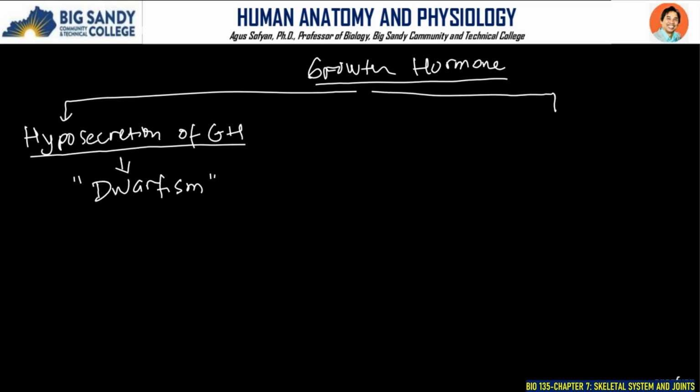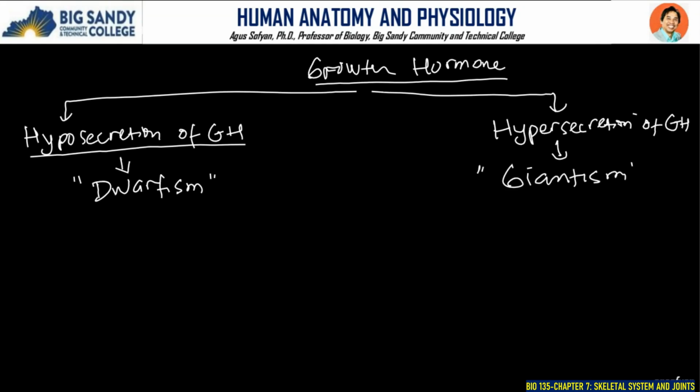What happens if the growth hormone is produced too much? It's called hypersecretion of growth hormone. Then the individual becomes a giant. This disorder or abnormality is called giantism. Okay, it's a very tall individual. It's telling us that the individual actually produces too much growth hormone. Maybe there is a tumor in the anterior pituitary gland in their brain, causing them to produce more growth hormone than normal.